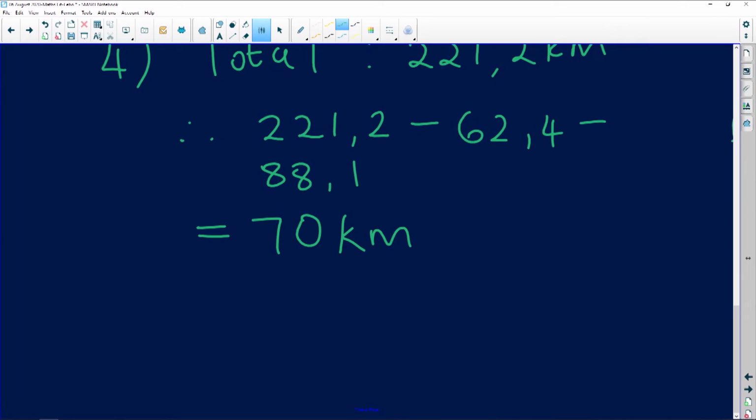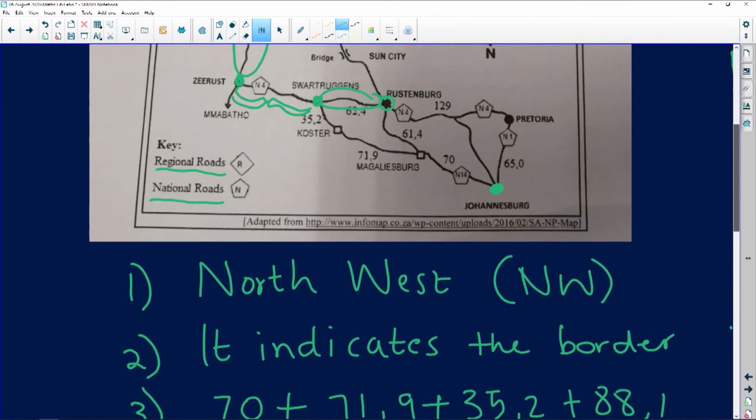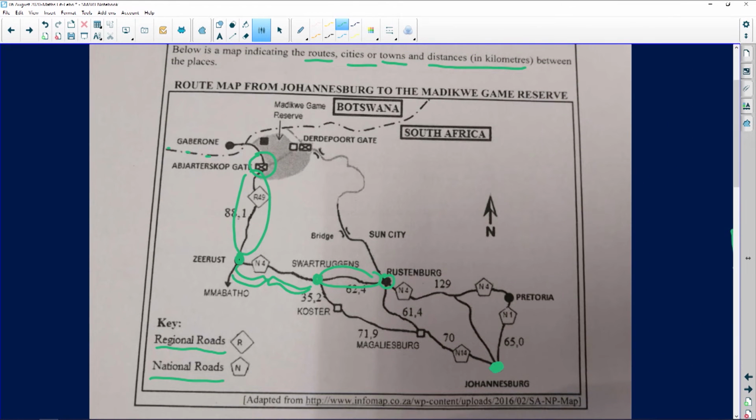And this time, they're actually interested in the calculation, not in the specific words in terms of the shortest route. So it says to us, determine the shortest route, and then we need to show all the calculations. Let's look on the map what exactly they are looking for. It's between Johannesburg, so there's your Johannesburg over there, to Swartruggens. So Swartruggens is over here. And we want the shortest distance.